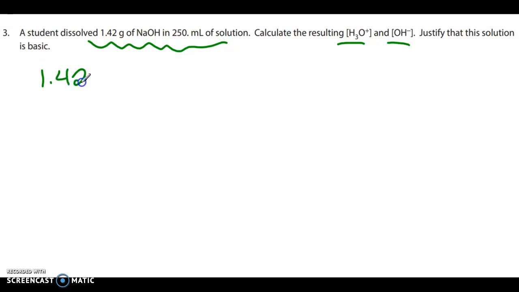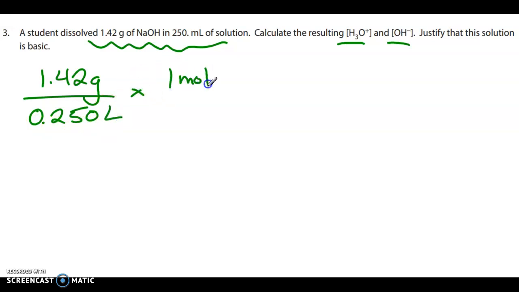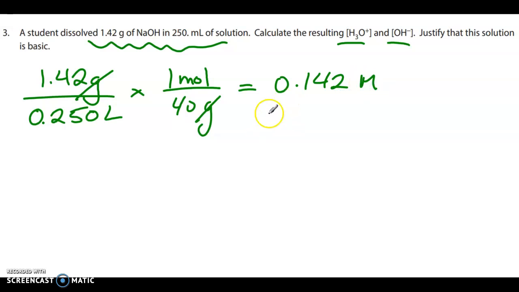So we have 1.42 grams. I'm going to convert this to liters since we're going to need moles per liter. So we have 0.25 liters, times, for every 1 mole, the molar mass of NaOH is approximately 40. It's like 40.00 something, but it's pretty much bang on 40. So for moles per liter here, we're going to get 0.142 moles per liter. And this is the concentration of sodium hydroxide.